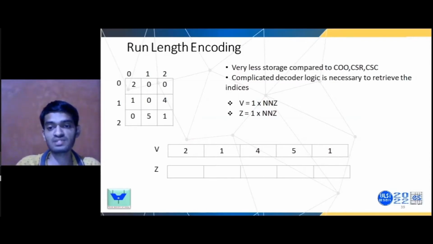So for the particular matrix, the value array is the same as before, but there is one more array which is called a zero array. The zero array has the contents, that is, the number of zeros present before each non-zero. So before 2, there were 0 zeros, hence you put 0, and before 1, there were 2 zeros, hence you put 2. Similarly, other elements are also filled.